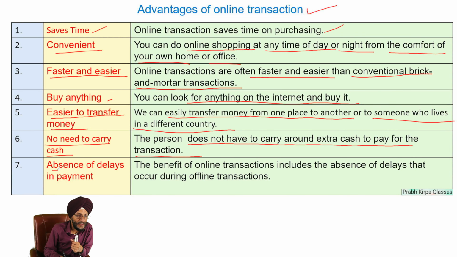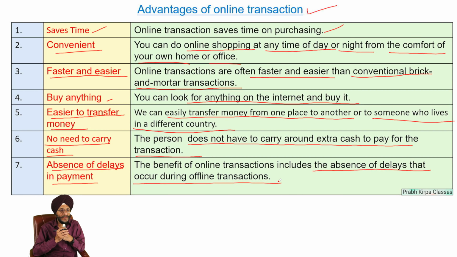Next point is absence of delays in payment. It means that there is absence of delays that occur during offline transactions. In the case of offline transactions, it is quite possible that you have purchased something for say rupees $1,000. If the money is counted manually, it will take quite some time. But when you are making the payment online, it happens in just a matter of seconds.